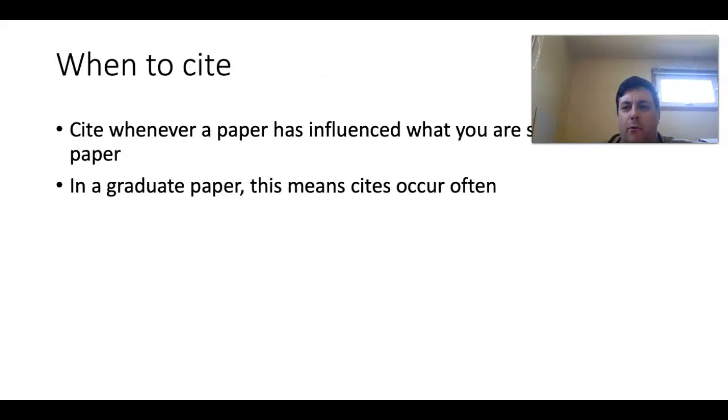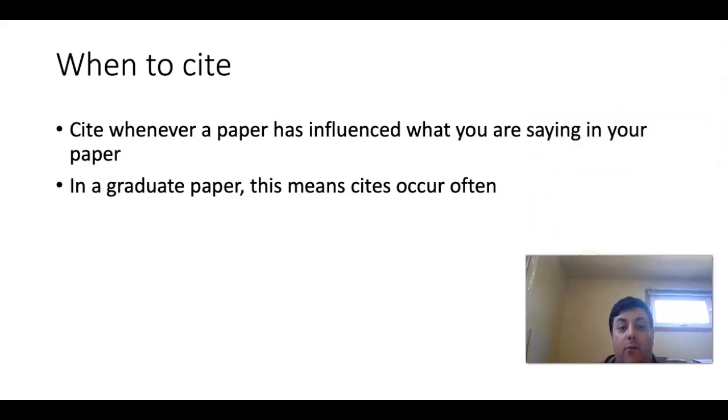Last thing we're going to talk about before we look at the example paper here is, when do you cite? Well, the simple answer is you cite whenever someone else's writing has influenced what you are saying in your paper. And so in a graduate level paper, what this means is that you're often citing pretty frequently, in some cases just about every sentence. And there are going to be times when a single sentence might have 2 or 3 citations in it.